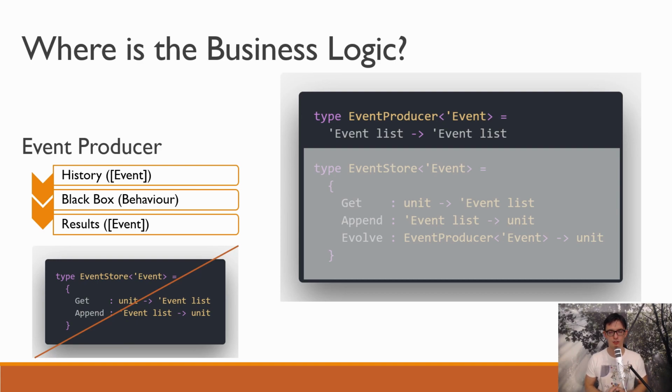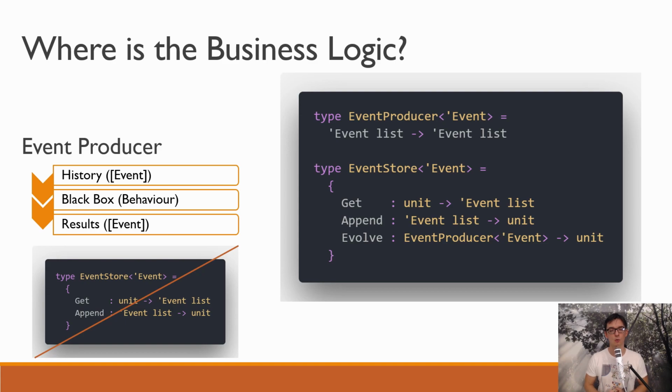And if we want to actually use this, we want to actually evolve our event stream. And therefore, I added a new function to our interface of an event store, which is the evolve function. And this evolve function takes an input parameter, which is an actual event producer. So the input parameter is in itself a function. And it returns nothing because the events that are returned by the event producer are actually then appended to the stream of all the events.